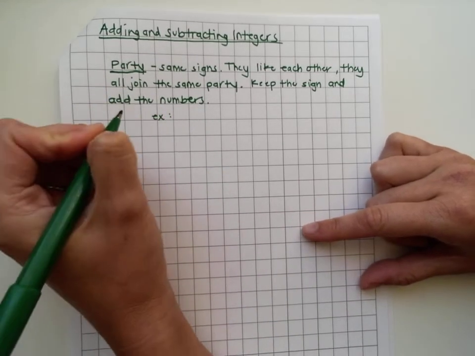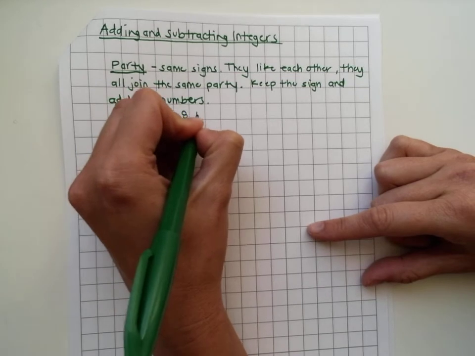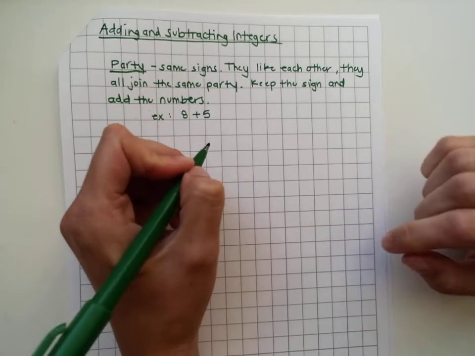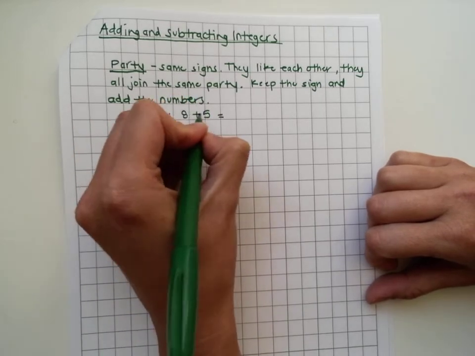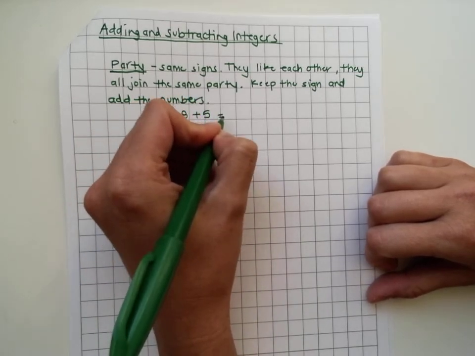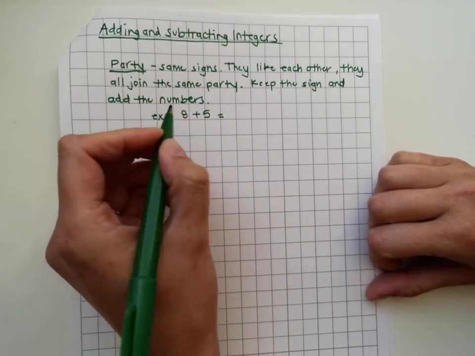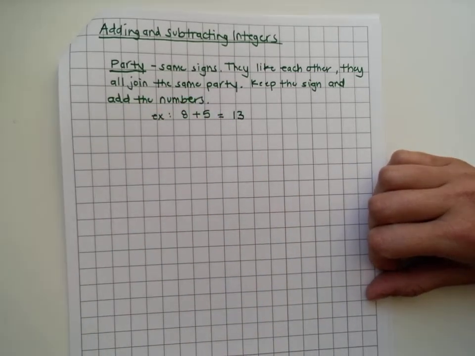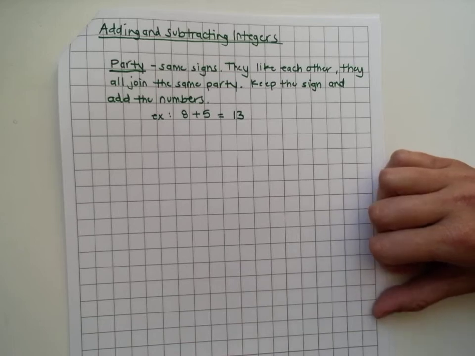So what am I talking about? Let's see, we have 8 plus 5. So we have two positive numbers. They like each other. They want to join the same group, which means we keep the sign, which is positive. We don't need to write the positive sign, of course. And then we just add 8 and 5, which is 13. So 8 plus 5 is 13.